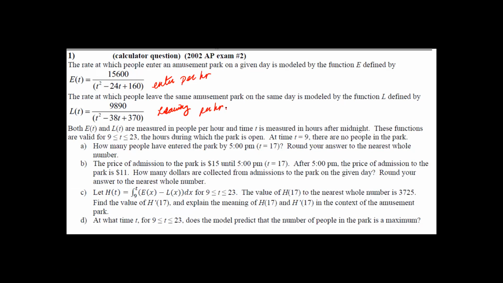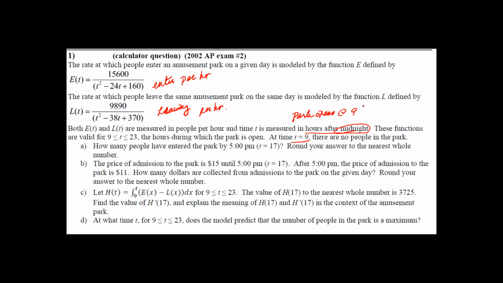Both E(t) and L(t) are measured in people per hour, and the time is measured in hours after midnight. These functions are valid from 9 to 23, the hours during which the park is open. At time t equals 9, there are no people in the park. So looking at this part right here, when it says t is equal to 9, this says to me that the park opens at 9.